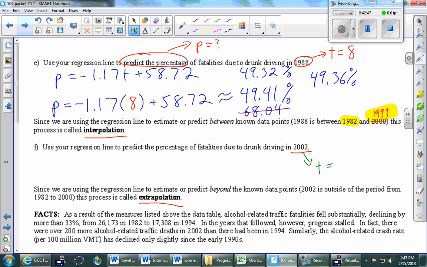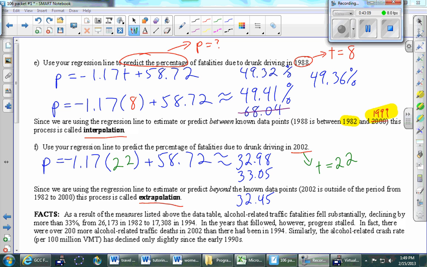What value of t is 2002? 22, right? Years from 1980. Everybody okay getting 22? All right, go ahead and plug your 22 into the same equation that you plugged in the previous problem. All right, so we've got a few different answers here.